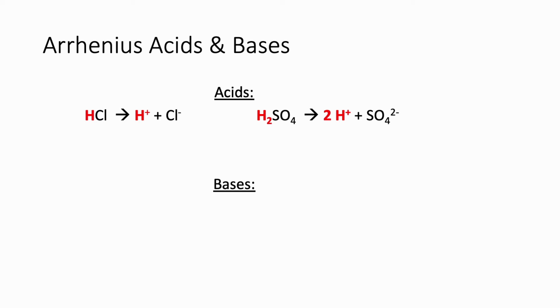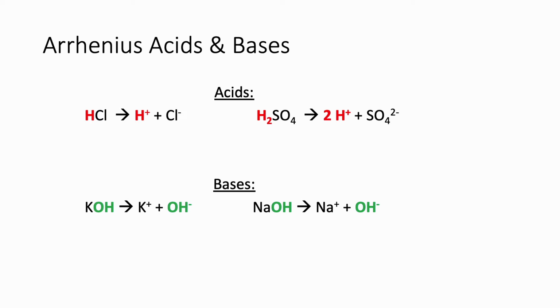If you look at bases, classic Arrhenius bases are things like sodium hydroxide and potassium hydroxide. These are salts that have hydroxide ions in them, and so you can see that when you put them in water, they'll dissociate and there will be OH- ions in solution.